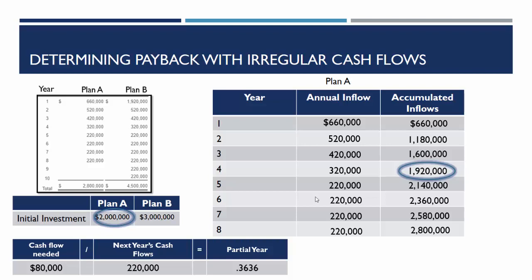How much are we going to need? Enough to get from the $1,920,000 of accumulated inflows we'd have at the end of year 4 up to recover our $2 million initial investment for Plan A, which is $80,000. We need $80,000 in additional inflows from year 5. Well, year 5's annual inflows are $220,000, which means to get that $80,000, 0.3636 of a year is going to pass. Well, if we add that to the 4 years that we've already accounted for, our payback period for Plan A with these irregular cash inflows is going to be 4.36 years if you round to the nearest hundredth.